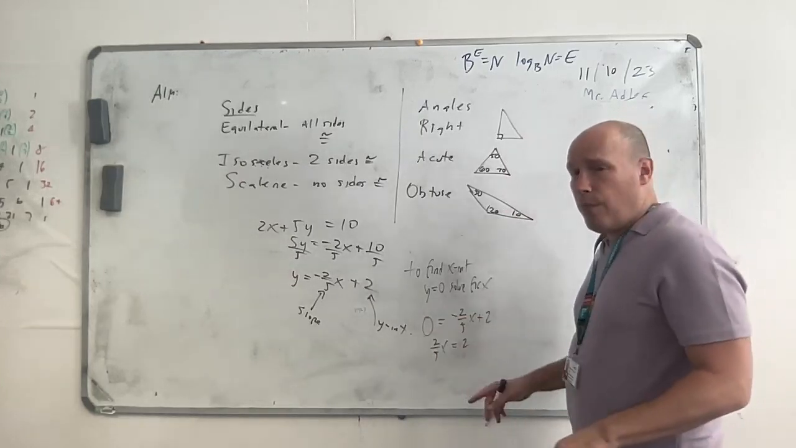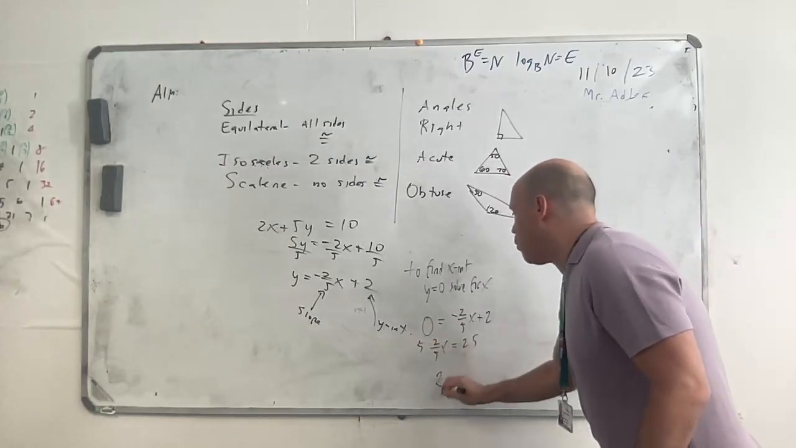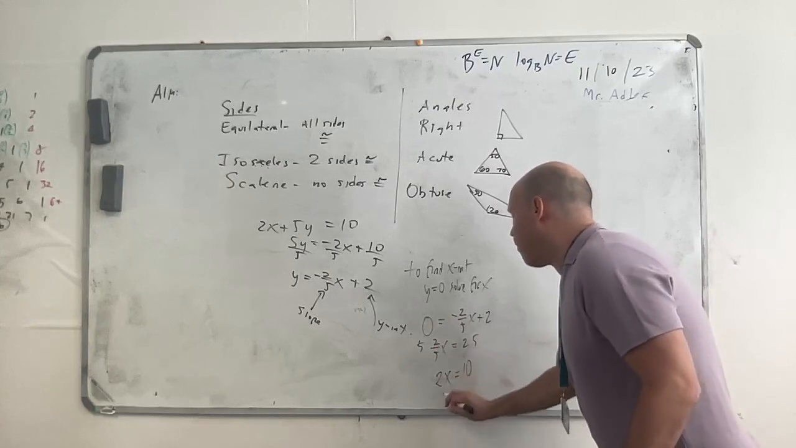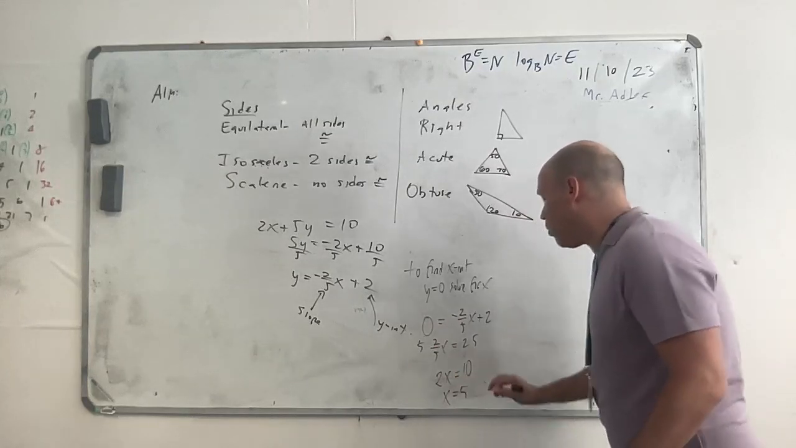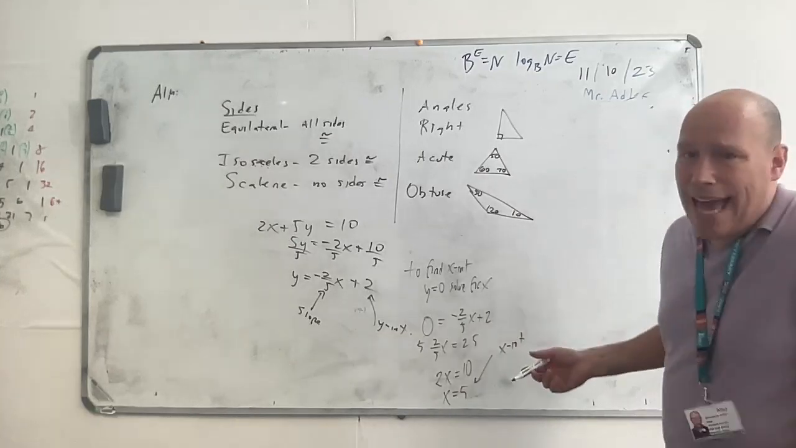How do I get rid of a fraction? Well, I'm going to multiply both sides by 5. So I have 2x equals 10. And then divide both sides by 2. x equals 5. This is my x-intercept. And we can make a sketch, actually.